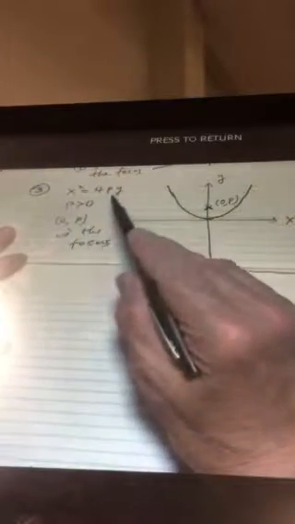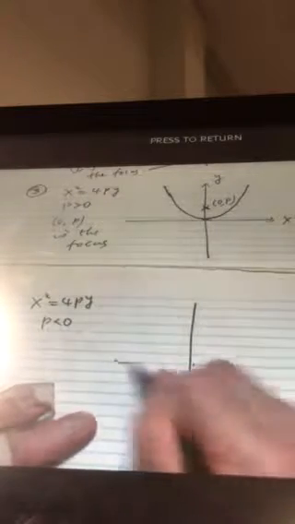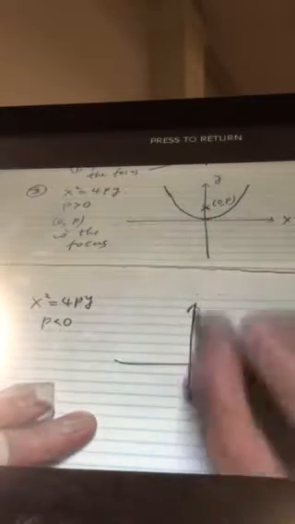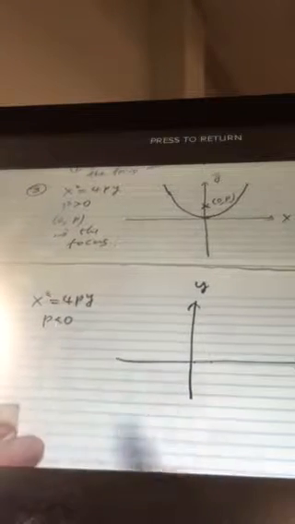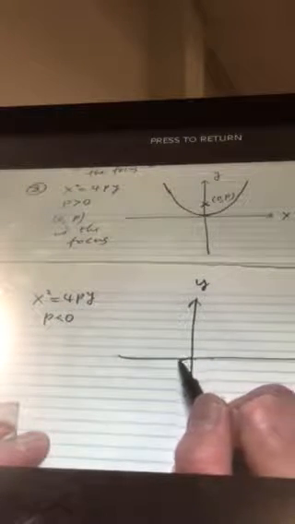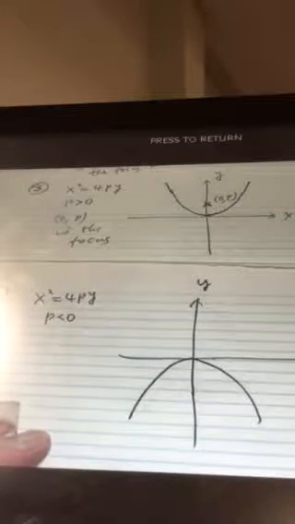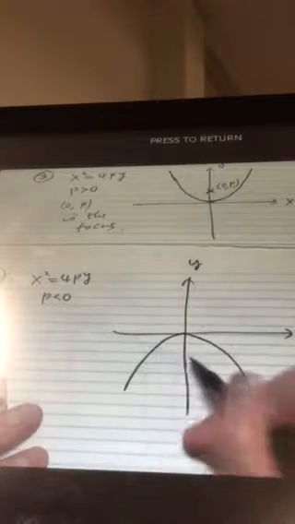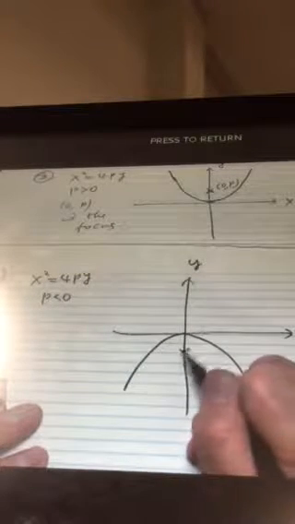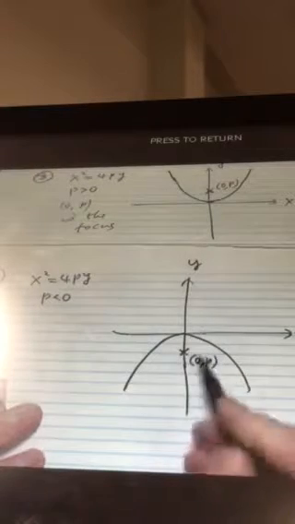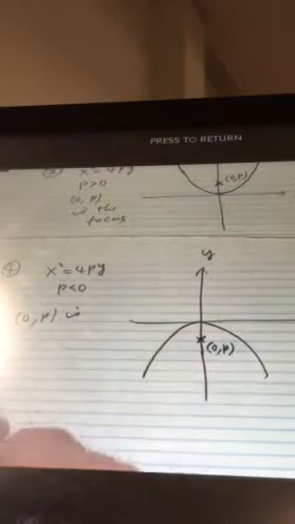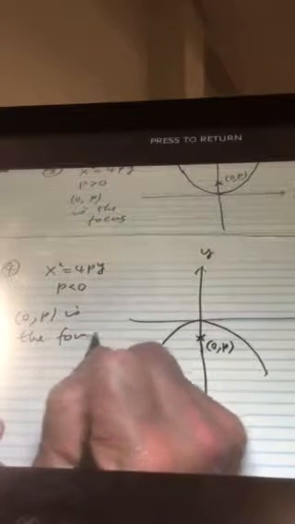x squared equal to 4py. P is positive, so right now it's x squared equal to 4py. The p is negative. If p is negative, it looks like this. And this point is (0, p). That's the focus. (0, p) is the focus. Okay?